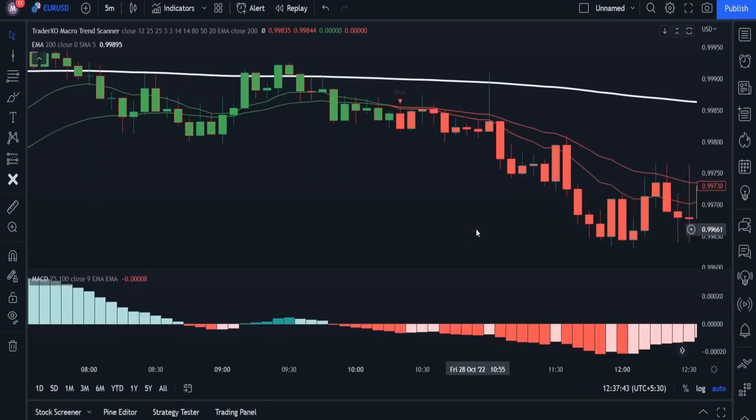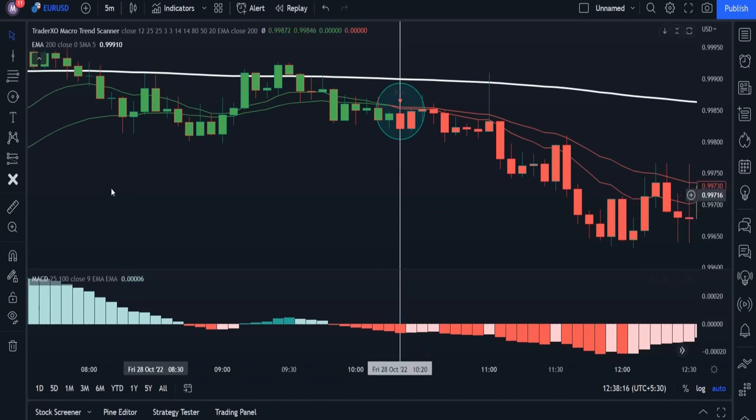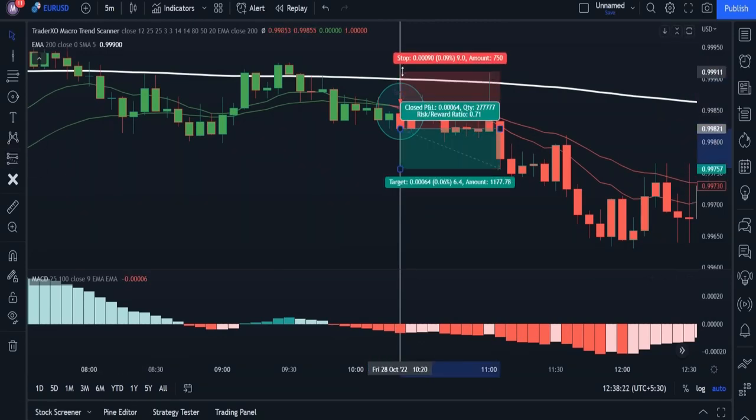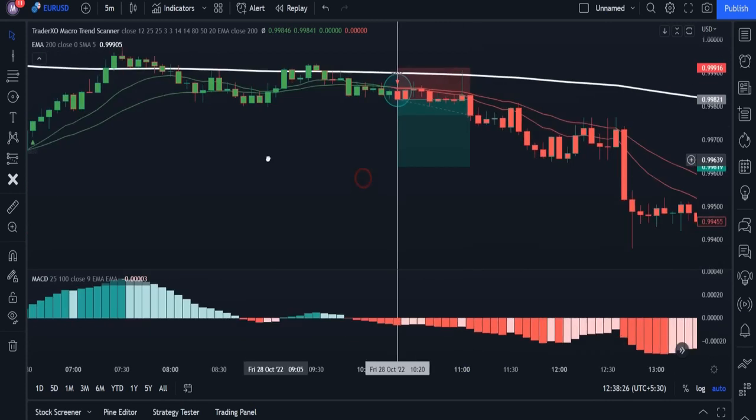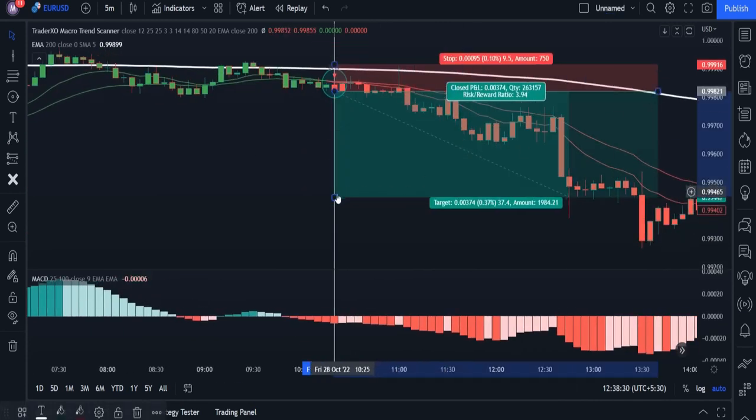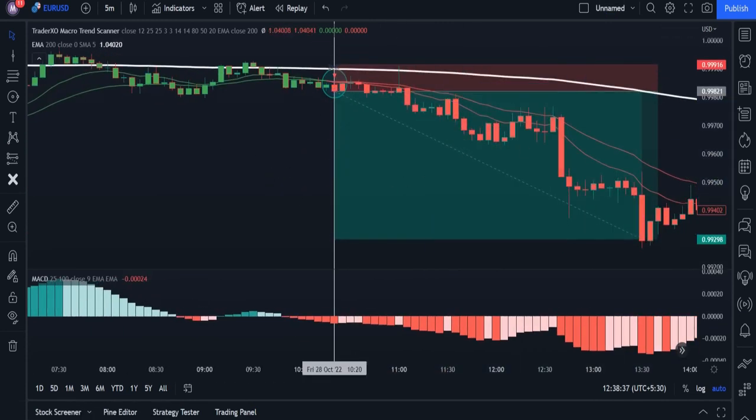We can enter a sell trade whenever a sell signal has been given by the first indicator, which is Trader XO. Here we got a sell signal, and the second condition is the MACD histogram below the zero line. But now we got the third condition as well. That is, the price lower than the moving average 200 line. Here our trigger candlestick has been closed exactly lower than the moving average 200 line, so we are allowed to enter a sell trade.